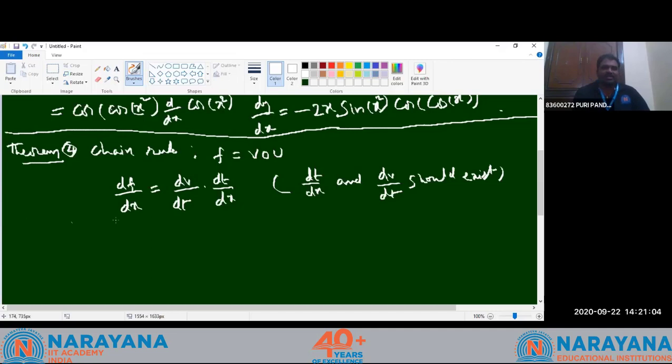Okay. Next, this is one type. Here there are two variables, v and u, so in terms of v and u. For example, chain rule 1, let us take. Another chain rule is there. What is that? The function f is in terms of u, v, w. That means w circle u circle v is there. Then df by dx.